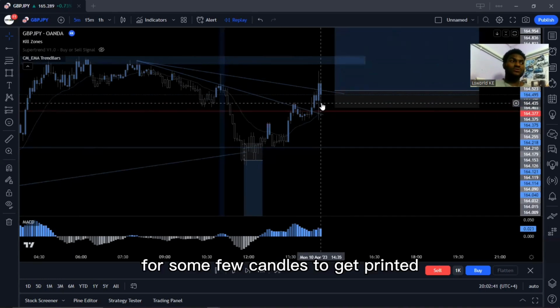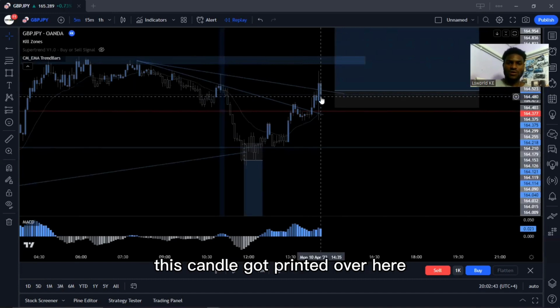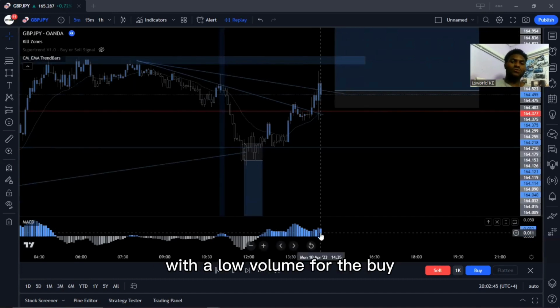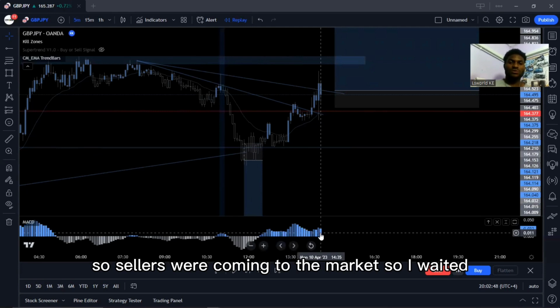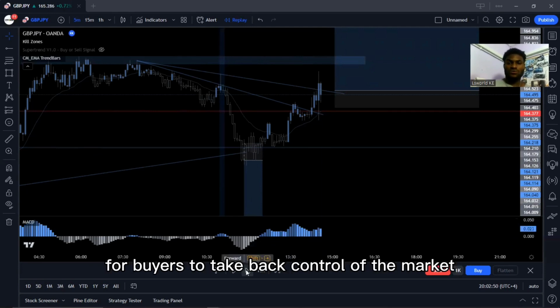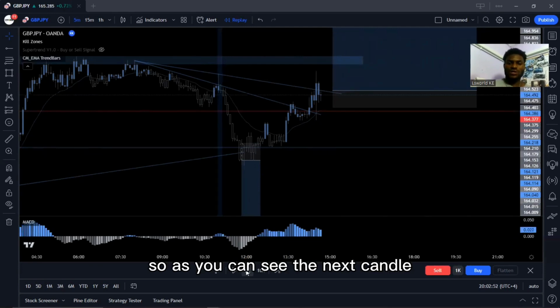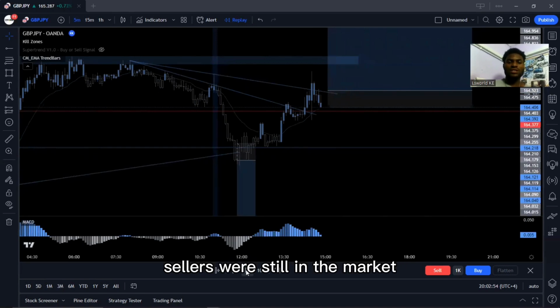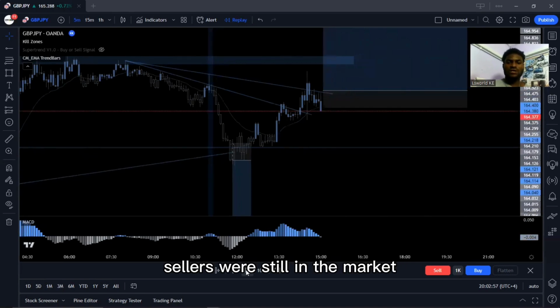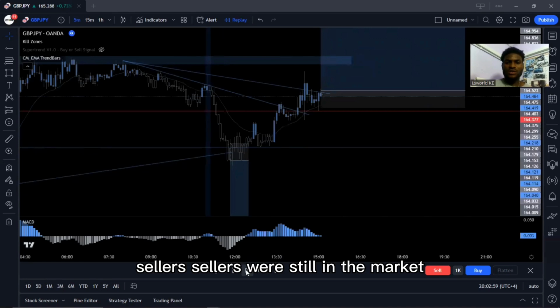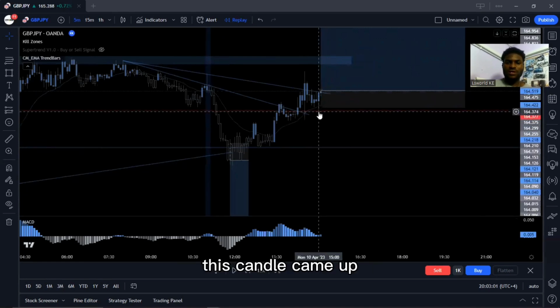I just waited for a few candles to get printed, and this candle got printed over here, and I saw that it printed with a low volume for the buy. So sellers were coming into the market, so I waited for buyers to take back control. As you can see, the next candles, sellers were still in the market, and then boom, this candle came up, and I saw that yes, buyers have come into the market.